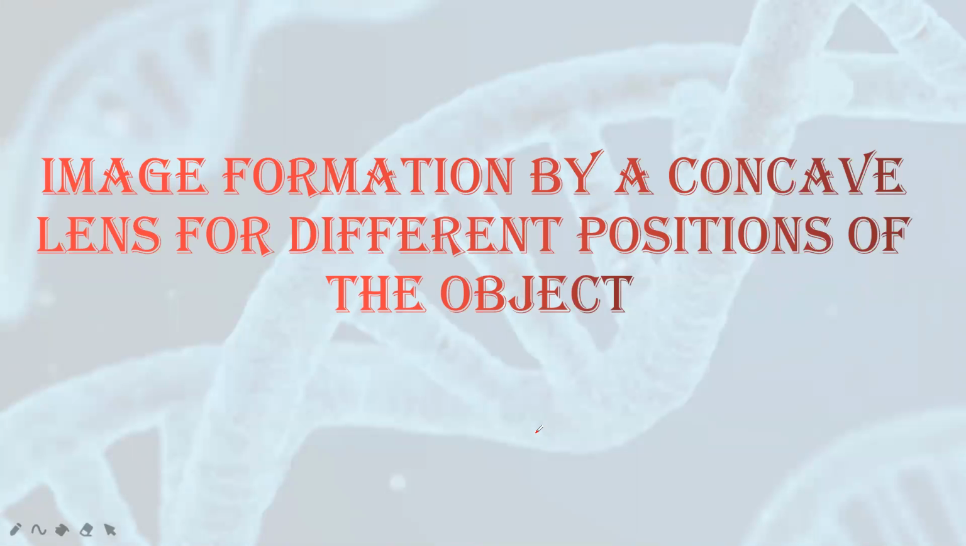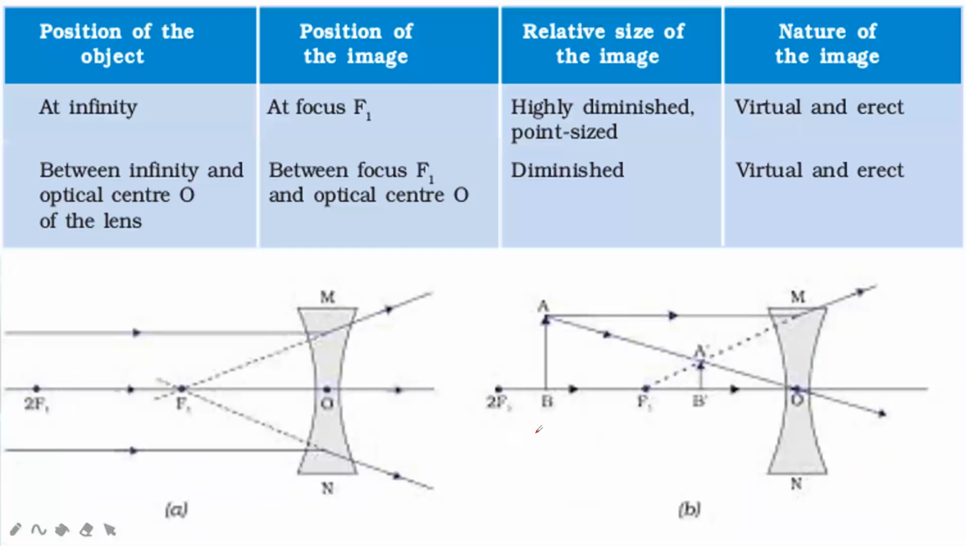Now let us study image formation by concave lens. In concave lens, we have to study two cases. First case is the position of the object is at infinity. Here the object is placed at infinity, so the rays that are coming here are parallel. The image will be formed at principal focus, F1. This image will be point-like, highly diminished, virtual and erect.